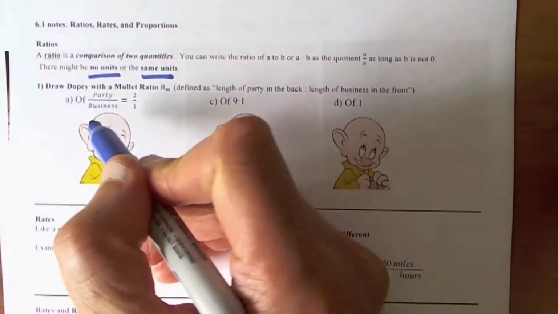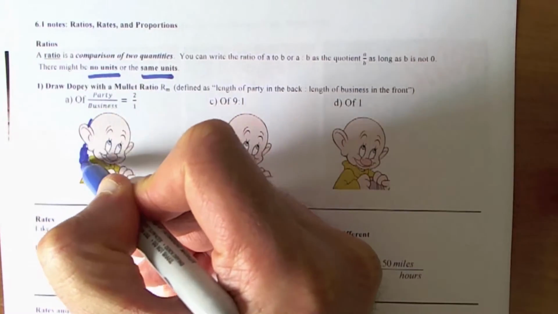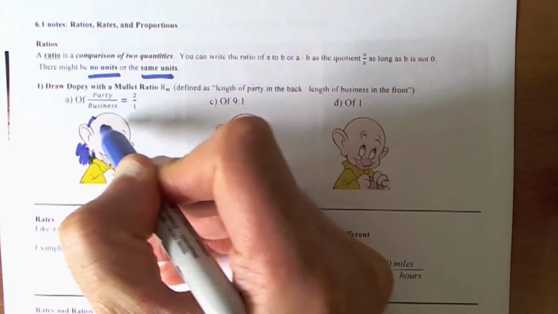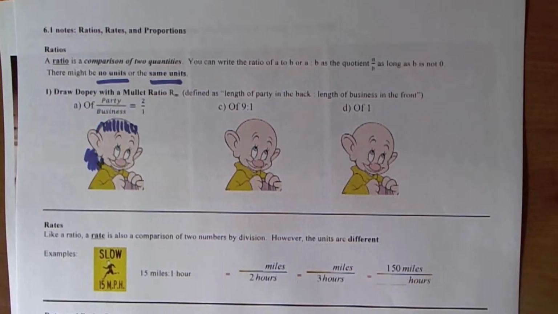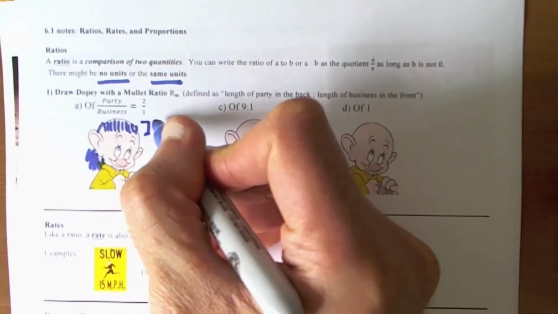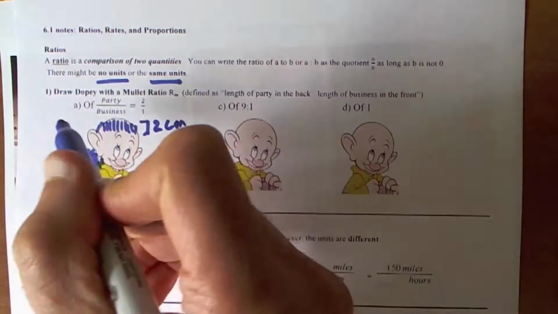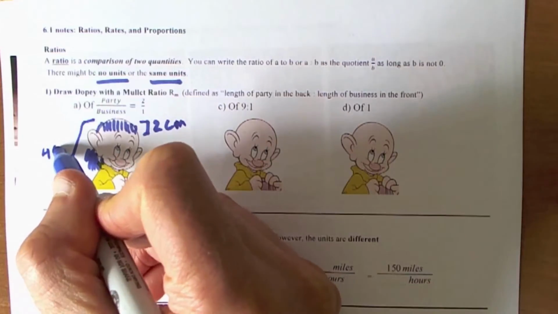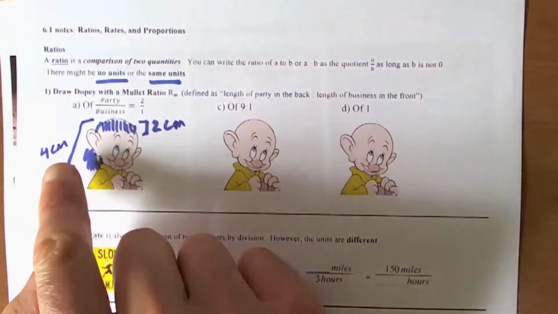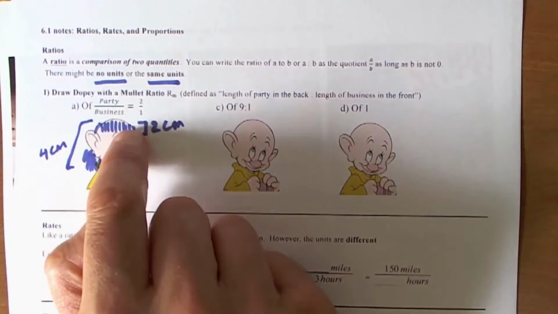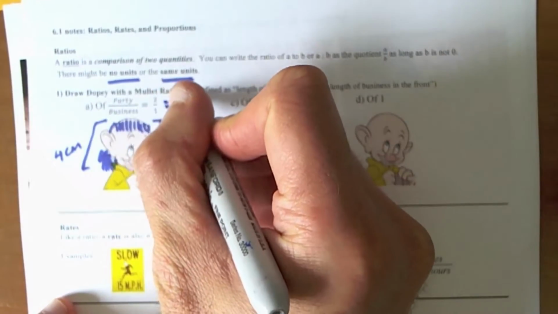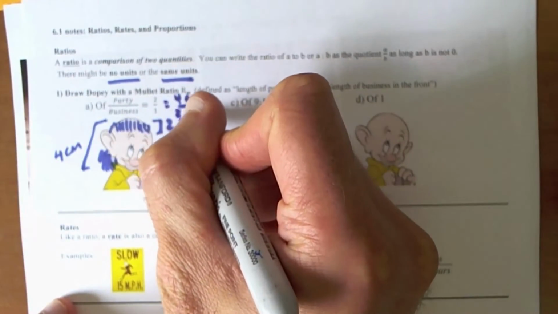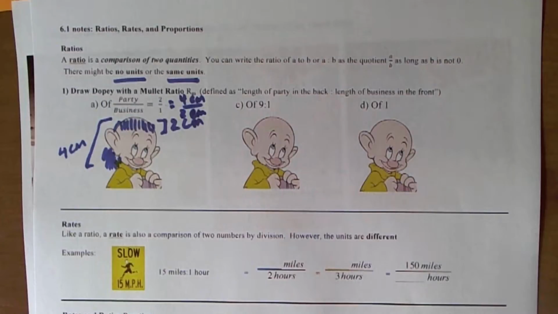So that means the length of the party in the back is going to be double the length of the business in the front. Right? So you can draw a little mullet. For example, let's say this is, I don't know, like 2 centimeters, and this is 4 centimeters. Right, so we can write the length of this party in the back is 4, the business in the front is 2, so you can write that as 4 centimeters over 2 centimeters, and it's a 2 to 1 ratio, so that matches what we are looking for.